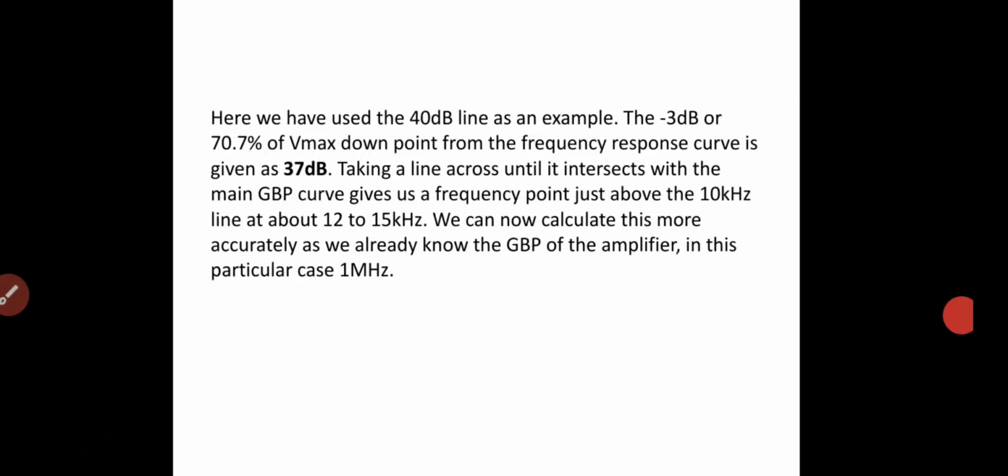Here we have used the 40 dB line as an example. The minus 3 dB or 70.7% of Vmax down point from the frequency response curve is given as 37 dB. Taking a line across until it intersects with the main gain bandwidth product curve gives us a frequency point just above the 10 kilohertz line, at about 12 to 15 kilohertz.